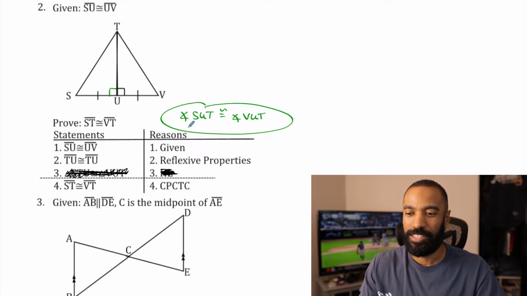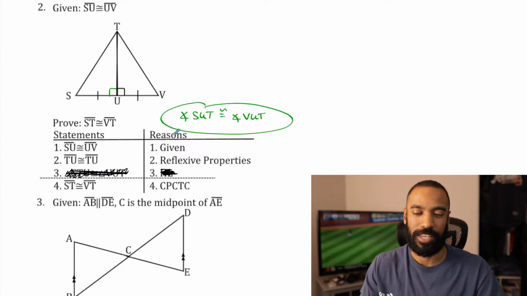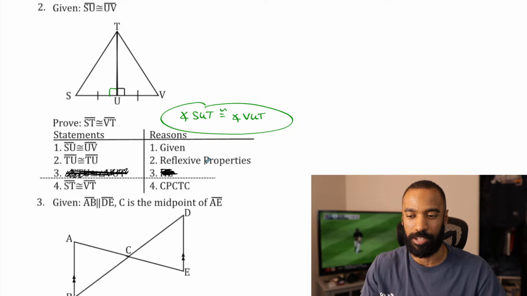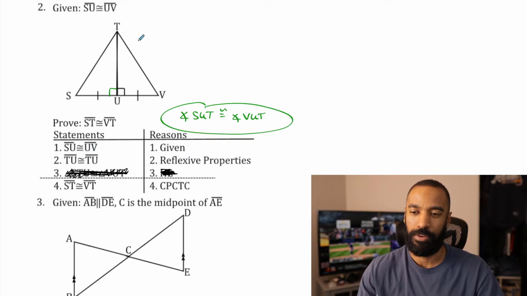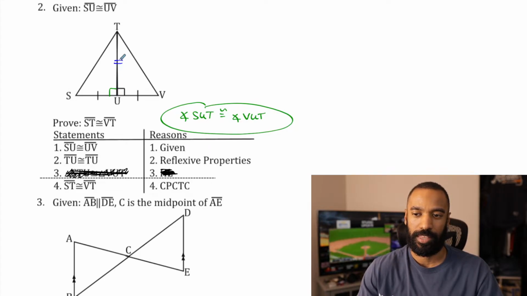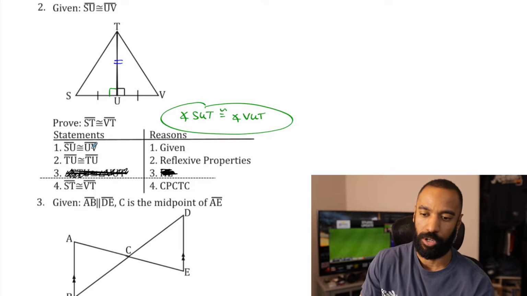All right. Let's try and move on with what they said though, because there is something nice that we have to talk about here. It's a new thing. They said TU is congruent to TU. Now they are referring to this segment right here, and I'm going to put a double tick mark there to represent that. Why are they saying that a segment is congruent to itself?